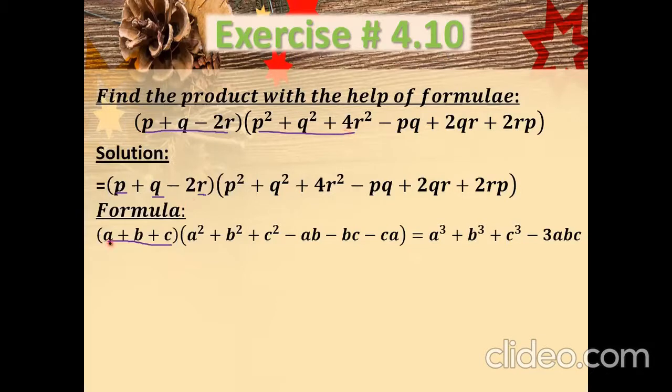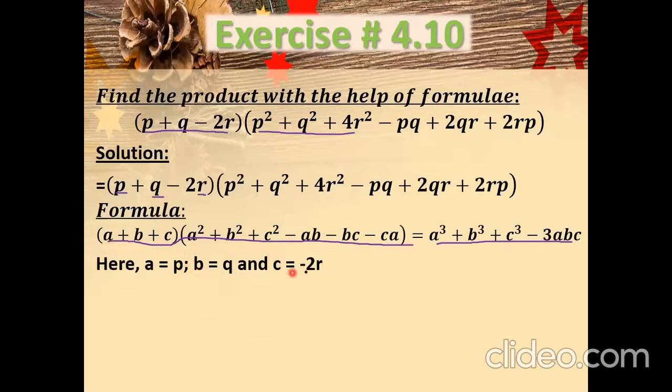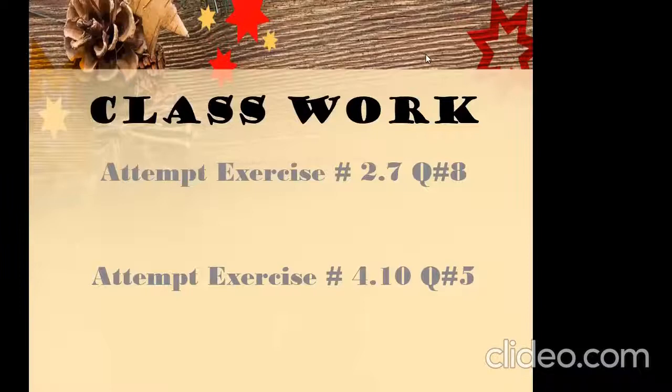Okay, now what is the formula? A cube plus B cube plus C cube minus 3ABC. This whole term is equal to basically this thing. Now this is given to you. This is P, Q and R. So here we have to decide what is A, B and C. Now here A is equal to P, B is equal to Q and C is equal to minus 2R. Okay, minus 2R, because in the formula we have.